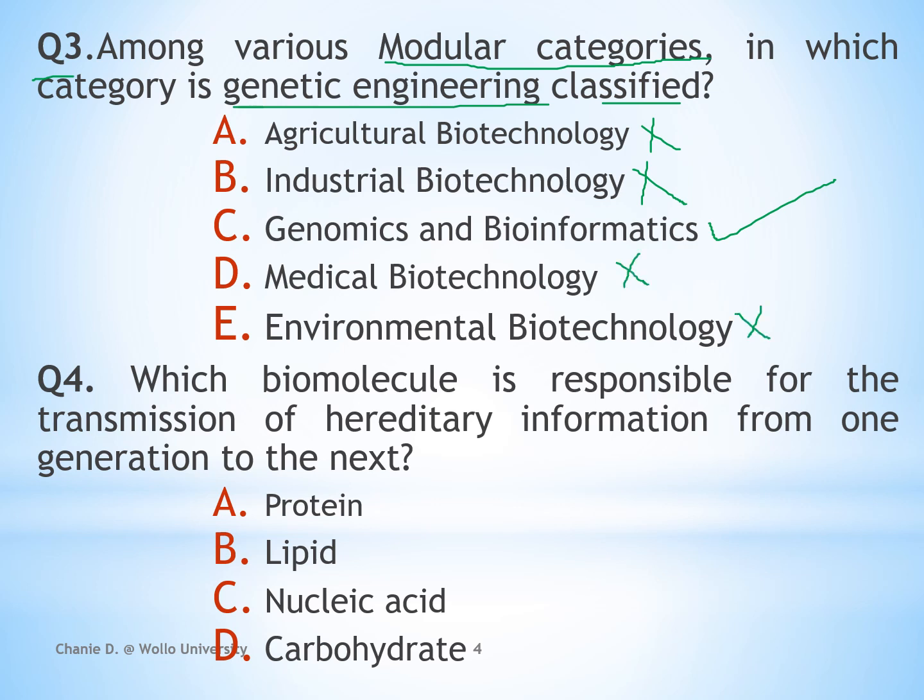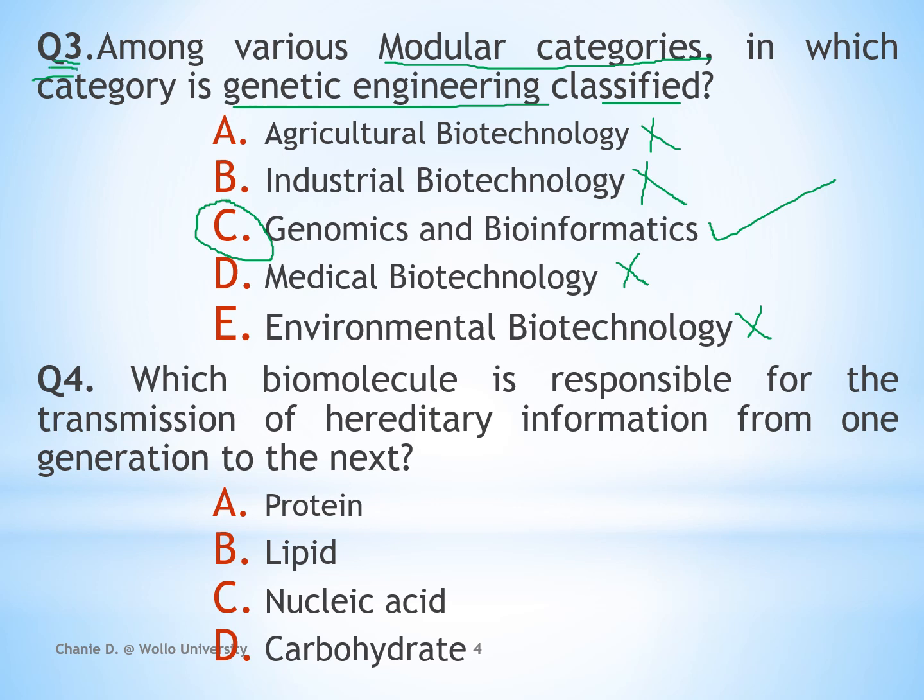Environmental biotechnology. This is simply the classification of courses under different modular categories. It doesn't mean the course genetic engineering isn't applicable for those other streams. It is very applicable. So this is a modular classification or category. So choice C is the correct answer for question number 3.